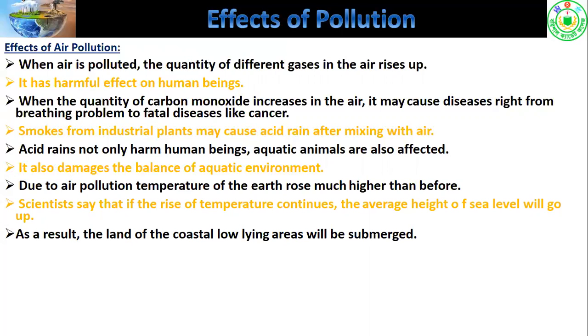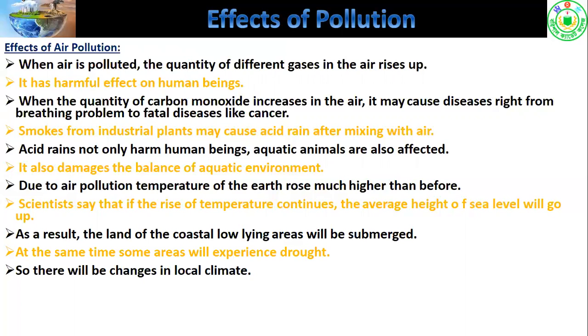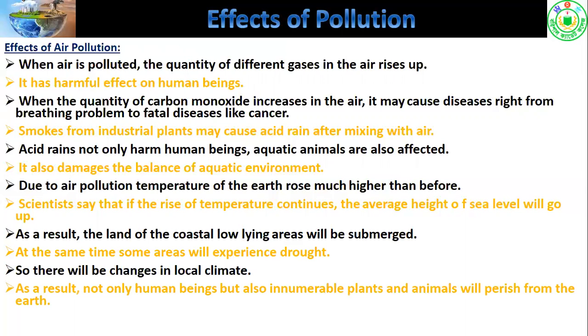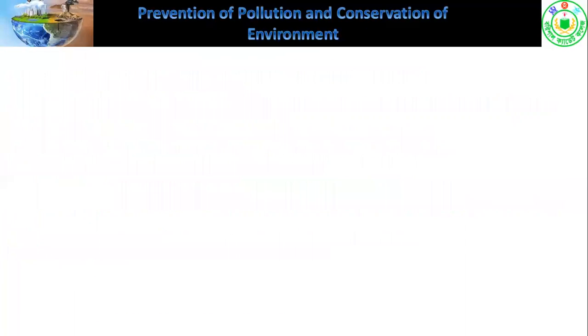That means they will sink down. At the same time, some areas will experience drought. So there will be changes in local climate. As a result, not only human beings but also innumerable plants and animals will perish from the earth. Consequently, the earth will face problems from all sides.